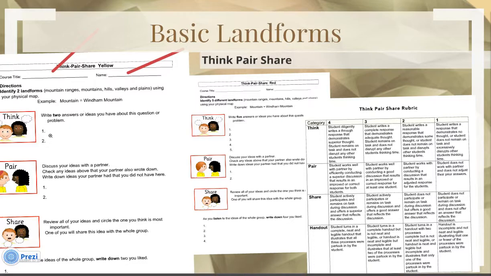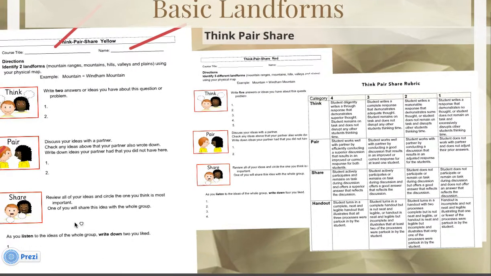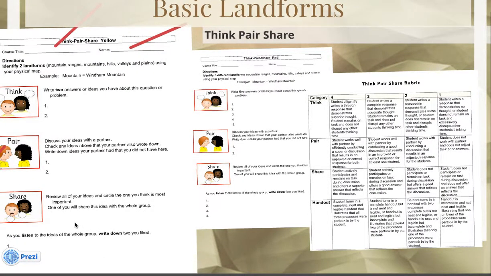So first they think on their own, then the second step, they come together and share ideas, and here the mediated group has to at least write 2 ideas from their partner, and they go on to step 3, where they share the ideas, and then review all of your ideas and circle the one you think is the most important and the one you will be sharing with the whole group.